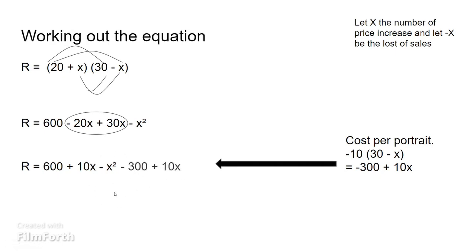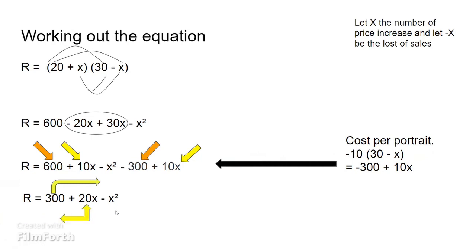But now we've got to simplify it. We first simplify the 10X terms because they have the X. So 10X plus 10X would be 20X. We also simplify the 600 and 300, which would be 600 minus 300. This would equal R equals 300 plus 20X minus X squared. But the X squared has to be at the front, so we now switch the terms around. Now our revenue would equal negative X squared plus 20X plus 300. This makes it compatible for the completing the square method.